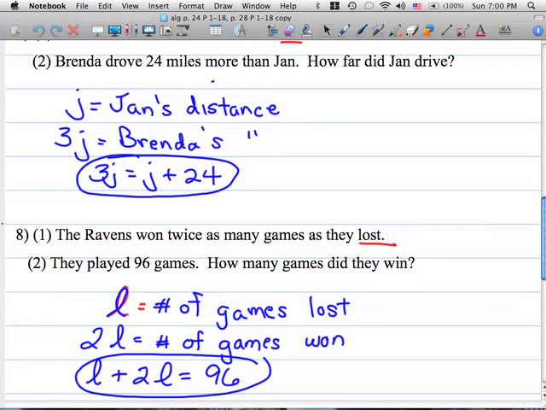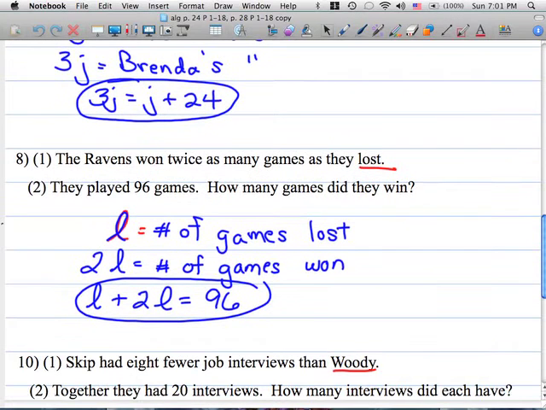So if I let L equal the number of games lost by the Ravens, they won twice as many as they lost, so 2L. 2 times L equals the number of games won. They played a total of 96 games, so the number of games lost, L, plus the number of games won, 2L, has to equal 96.